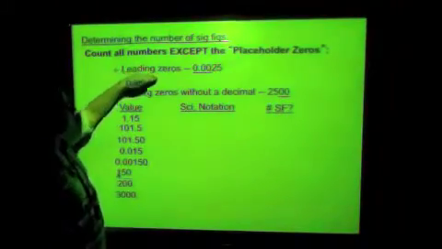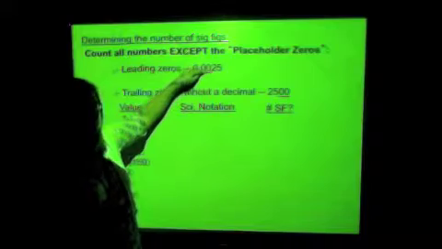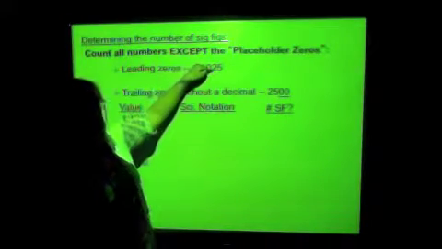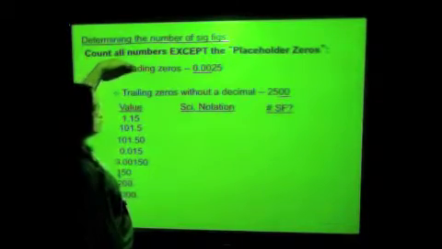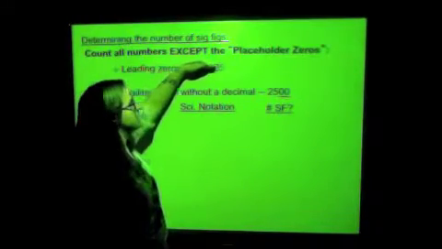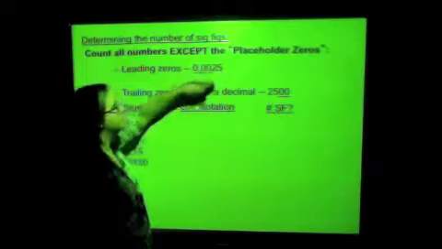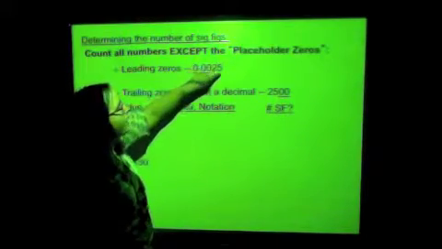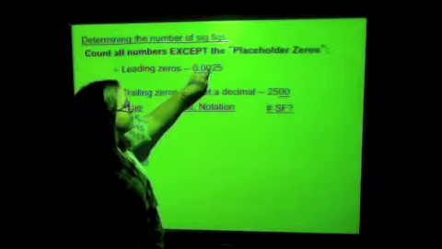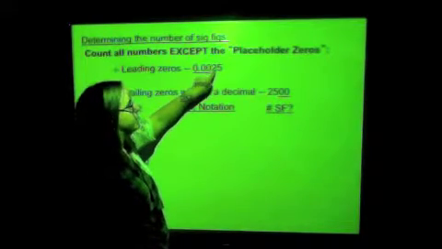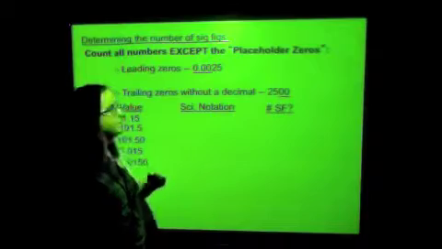You do not count leading zeros. Leading zeros are the zeros in front of the actual number. It's just like reading: you don't count anything until you hit a non-zero number. So in 0.0025, there's only 2 sig figs. These zeros are leading, so you do not count them. 2 and 5 makes 2 sig figs.